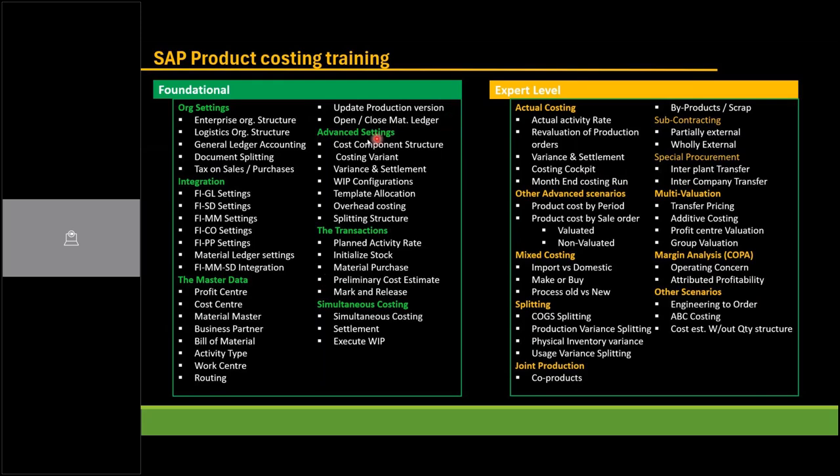Then we will touch base with cost component structure, costing variant, variance and settlement, WIP configurations, template allocation, overhead costing, splitting structure, planned activity rate, initialization of stock, material purchase. In material purchase, we will go into standard price, moving average price, etc. What is preliminary cost estimate? What is simultaneous cost estimate? What is actual costing? Then marking and releasing, settlement, execution of work in progress. Once you complete this, you are good to take up any product costing assignments.